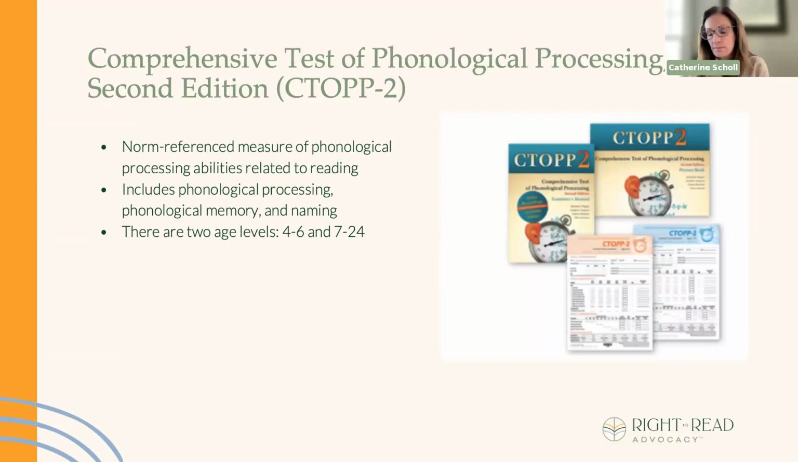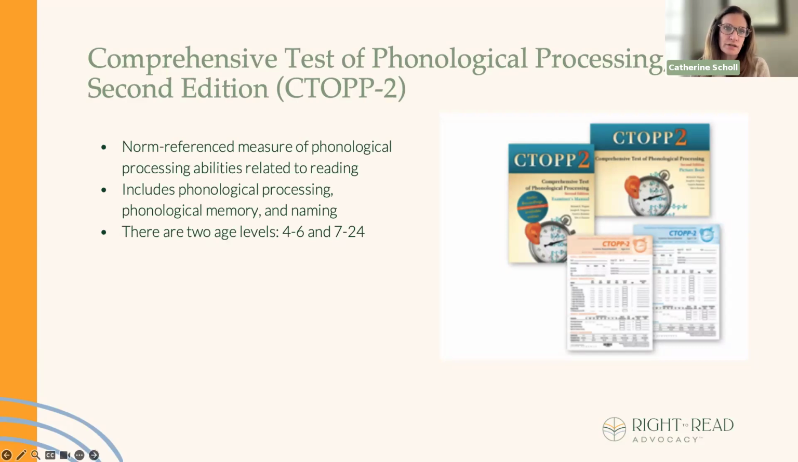And the last test that we're going to talk about today is the Comprehensive Test of Phonological Processing, 2nd edition, which is also known as the CTOPP. Now, the CTOPP is also norm referenced, and it's looking at phonological processing abilities related to reading. We know research tells us that if a child has weakness in phonological processing or phonological awareness, there's a good chance that there is a disability such as dyslexia. And so I love this test because it's a great gauge on where this child is on phonological processing.